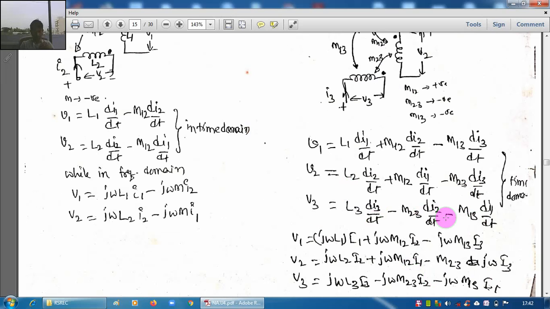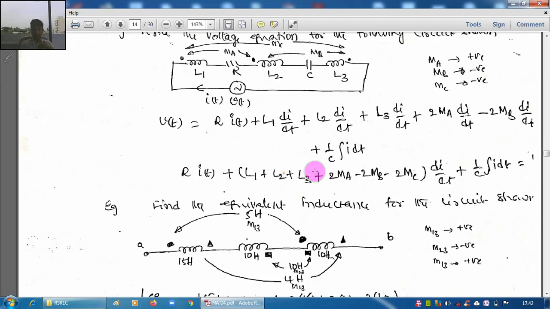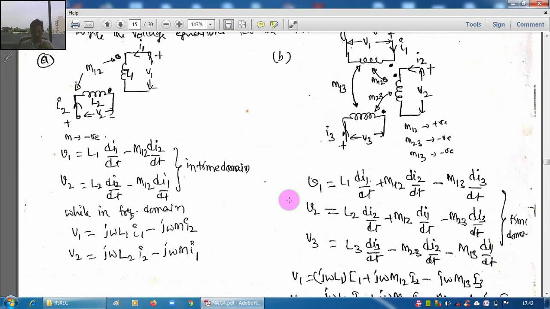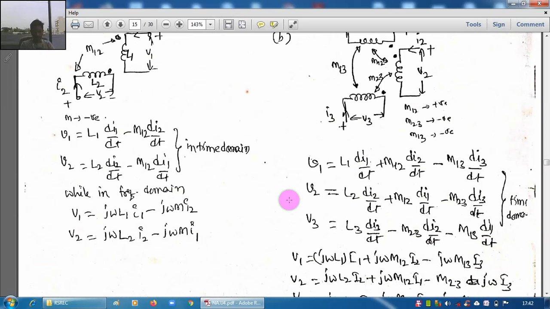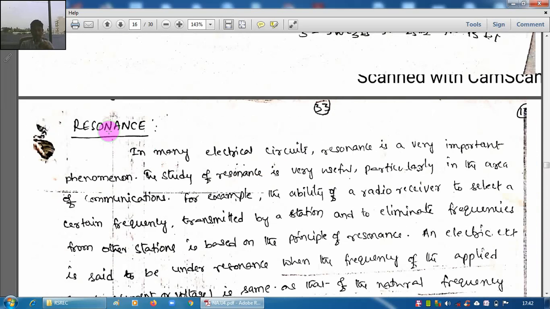So like that you may be asked to write the voltage equations of coupled coils, and as per these formulas, sometimes you may be asked to find the total inductance if the values of L1, L2 are also given. This is about the self and mutual EMFs, coefficient of coupling and analysis of coupled coils. All this comes under magnetic circuits or coupled coils. This is the first part of this unit, and the next part consists of resonance.